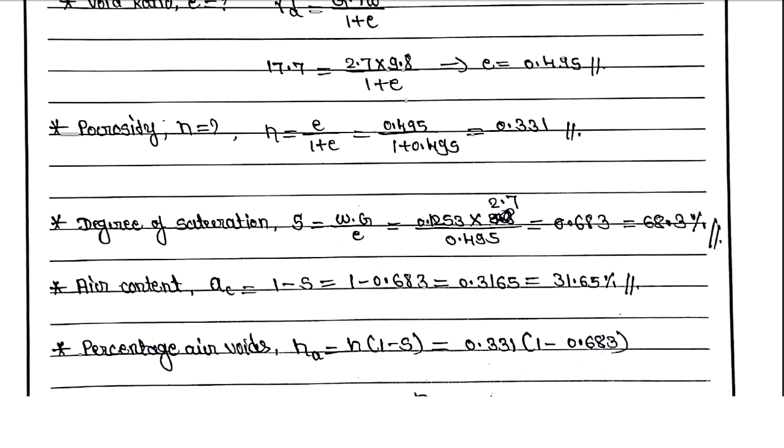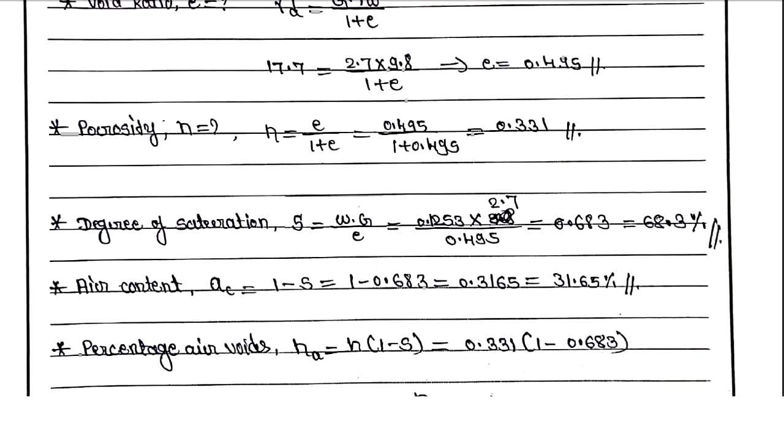Next, degree of saturation. We have the relation between degree of saturation, water content, specific gravity and void ratio, that is S e is equal to w G. After rearranging, I get the equation S is equal to w G divided by e.